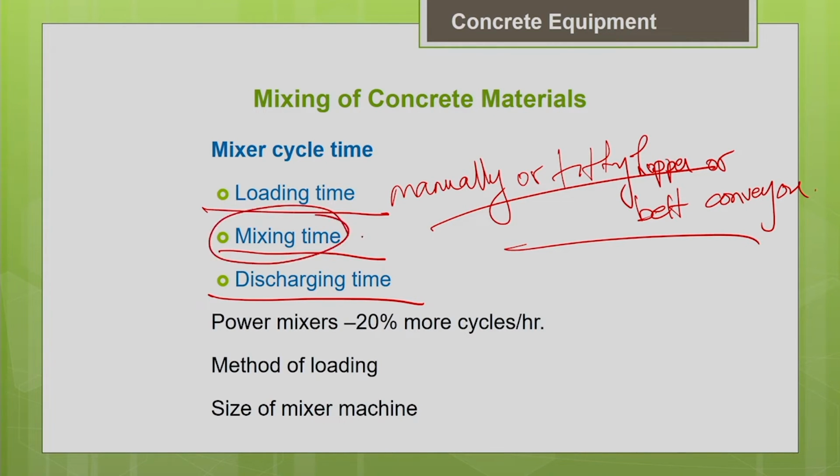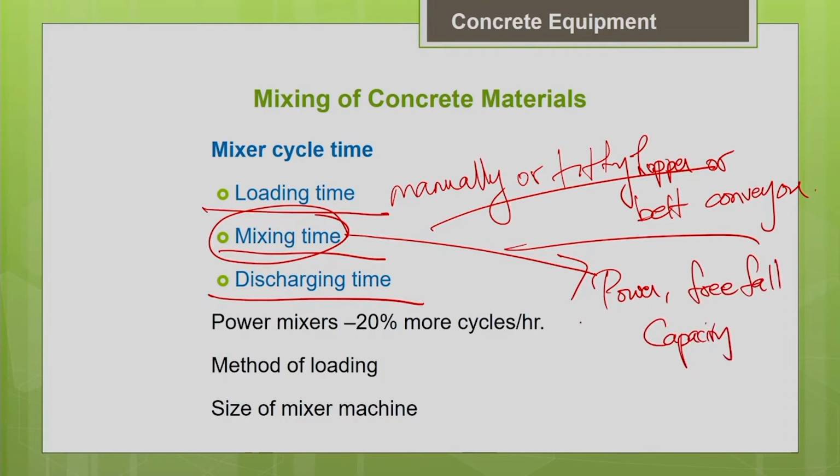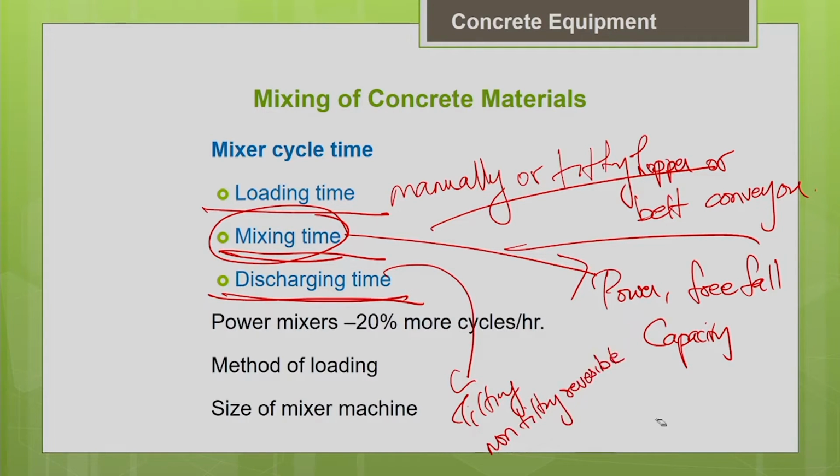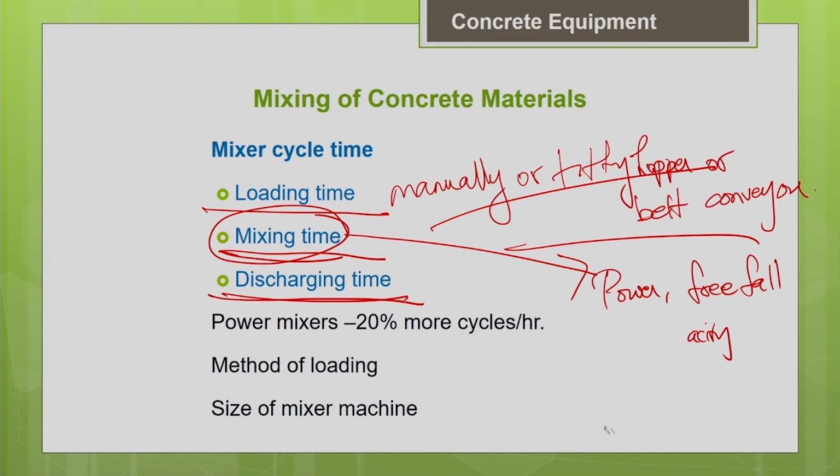Similarly, mixing time depends upon the type of your mixer machine, whether you are going for a power mixer or a free fall mixer, or what is the capacity of your mixer machine. All these things will govern your mixing time. Then the discharging time. That also depends upon the type of your mixer machine, whether it is going to be a tilting type or a non-tilting reversible type. So, all these things will affect your discharging time.